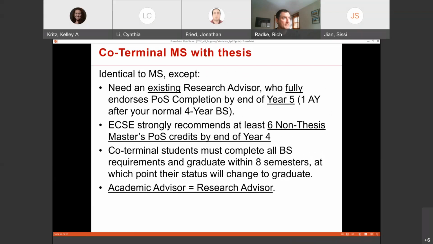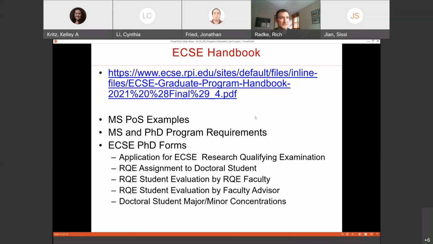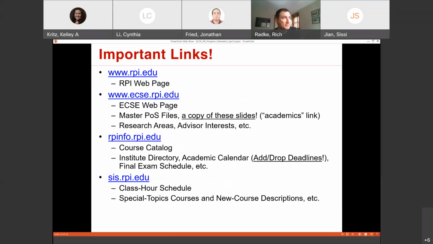All right, what else have we got? The handbook has basically all the rules. I didn't include the link, but basically, if you're looking for examples of what a plan of study looks like, what the requirements are, and before we're done, I will flip over to the program requirements just to show you the template. All that stuff is on our website, and it's easy to find. If you can't find it, just ask Kelly, and she'll let you know where to go. Pretty much everything that's germane to your master's degree is on the ECSU website.